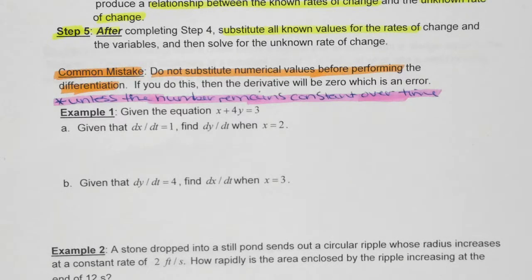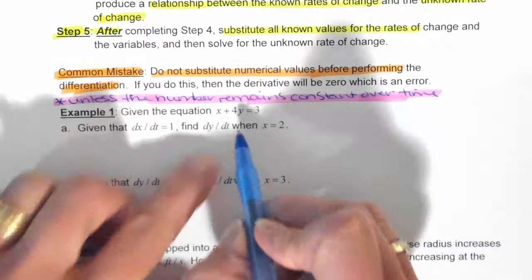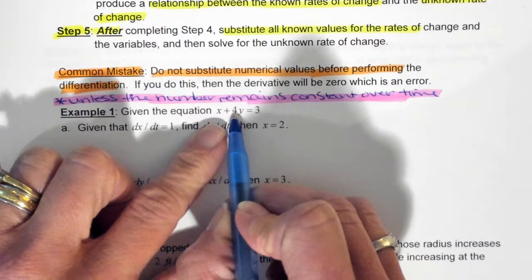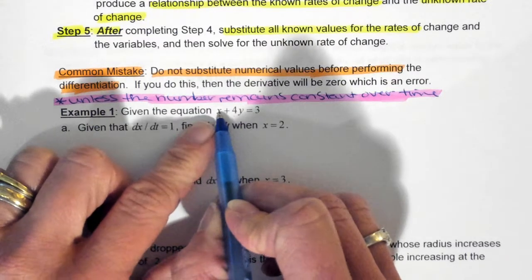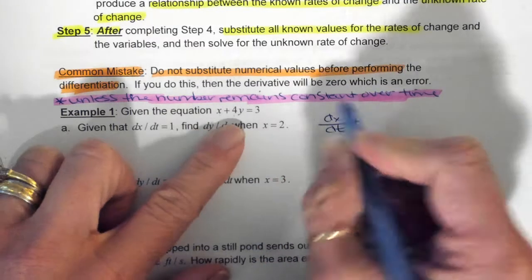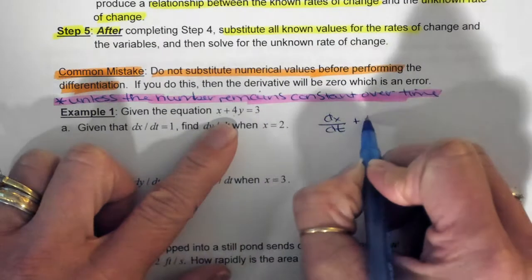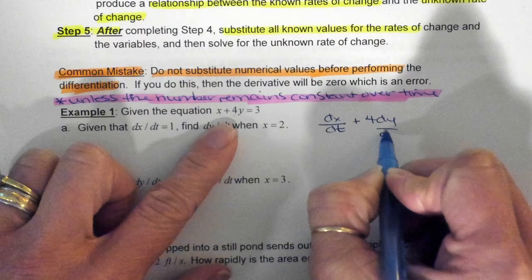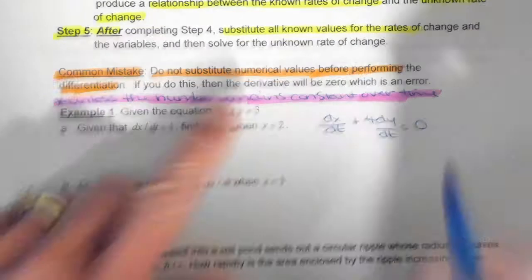Okay, so this is going to be a little bit different. This is just a very basic equation here. You're given a linear equation, and given that dx/dt, meaning the rate that x is changing with respect to time, is 1, we want to find dy/dt when x is 2. So the first thing we need to do is find the derivative with respect to time of the given equation. That means the derivative of x with respect to time is dx/dt, plus the derivative of 4y is 4 dy/dt, and the derivative of 3 is 0.